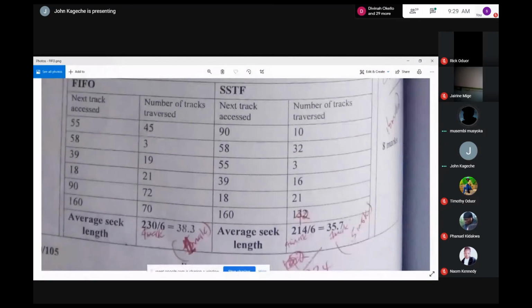Are we together? Excuse me, Mwalimu. Yes. Are we getting the number of tracks transferred at FIFO? Okay, somebody was in the waiting queue. I don't know whether you disappeared.